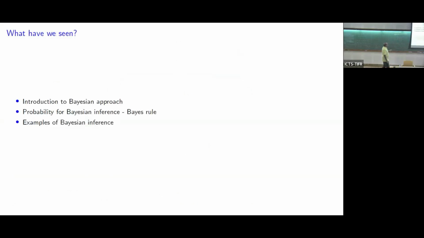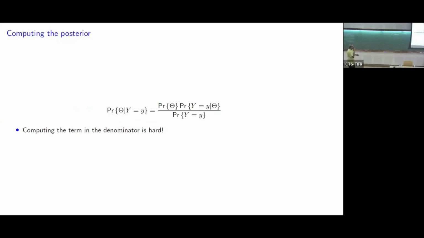Okay, so what we have seen is this introduction to Bayesian approach. We have basically seen Bayes rule and how to do the Bayesian update using Bayes rule, and seen some examples of Bayesian inference. So I will just quickly tell you something about how to do this in a computer and things like that.